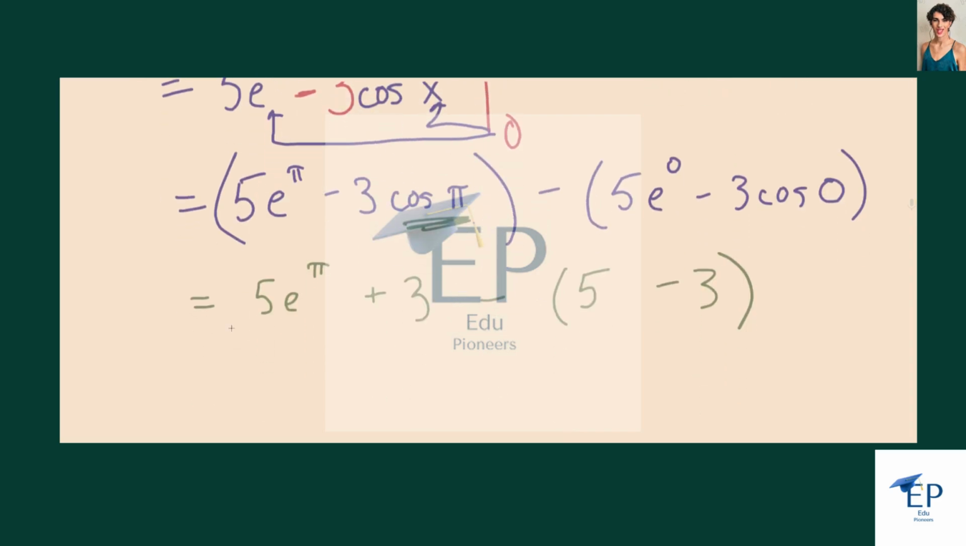So we're looking at 5e to the pi. 5 minus 3 is 2. So 3 minus 2 gives me 1. And this is your final correct answer.